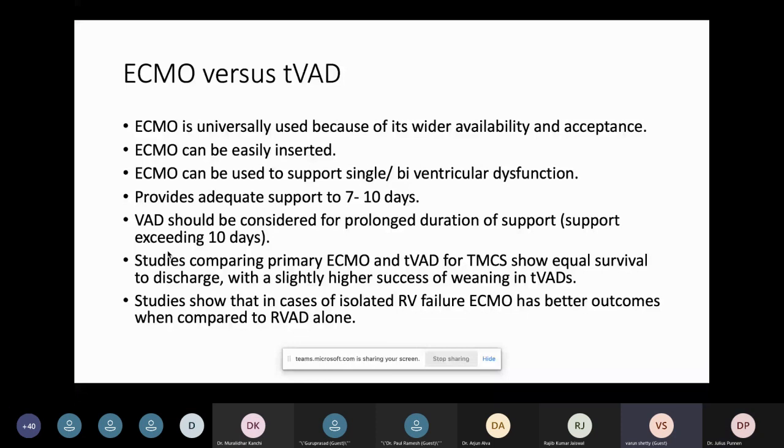ECMO provides adequate support for up to 7 to 10 days, depending on the oxygenator. Now, if the lung has recovered and the ventricle is only to be blamed, then one can consider transitioning to a VAD.